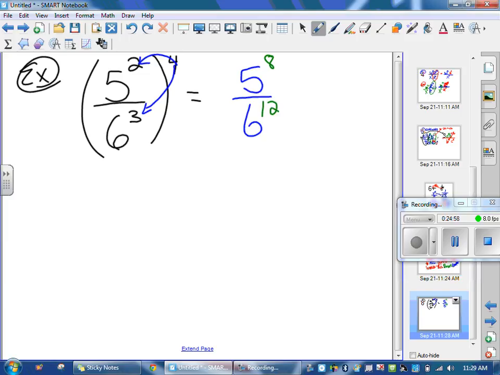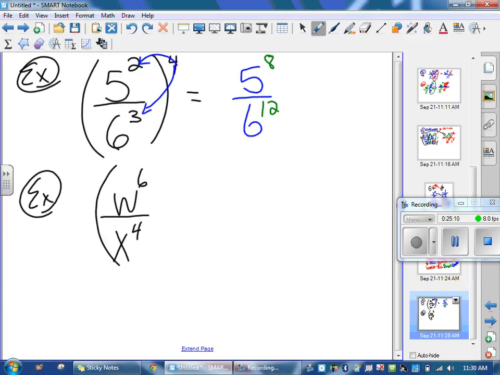Now we're going to throw some variables in. So, 5 W to the 6 on top of X to the 4, all to the exponent 2. Now what am I going to do? There's nothing you can do to solve in brackets.